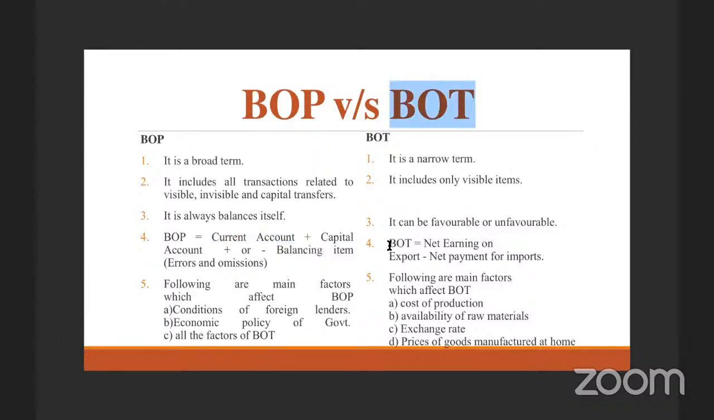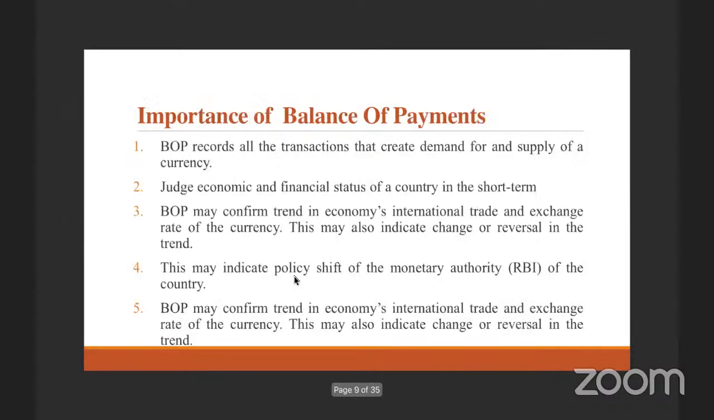The current account itself is called the balance of trade. Look at this. Balance of trade is equal to net earnings on the exports minus net payments on the imports. Income from exports minus expenses for imports is balance of trade. That itself is the current account. The current account can be both negative or positive, right?